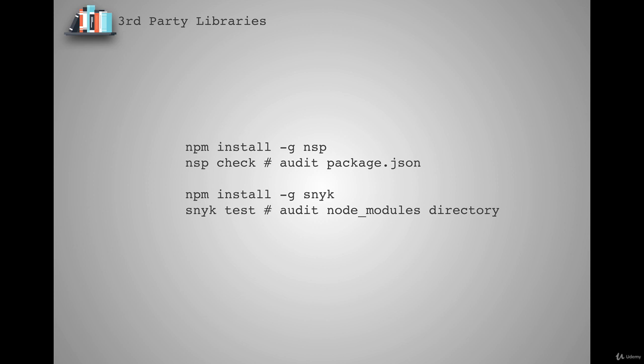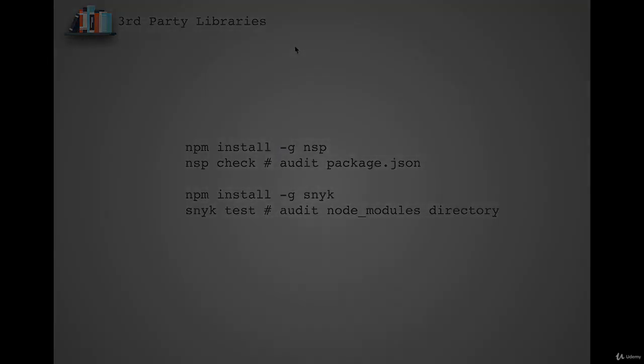Now, I want to show you two things that you can do right away to really improve your security practices when it comes to third-party libraries. And that is these two tools, the NSP and the Snyk. I think you say it's Snyk. Not sure how it's pronounced. But we're going to show you how these work to check your third-party libraries.